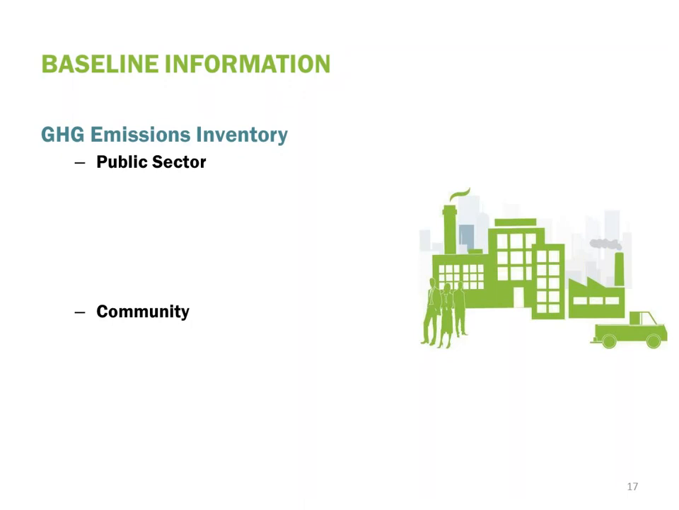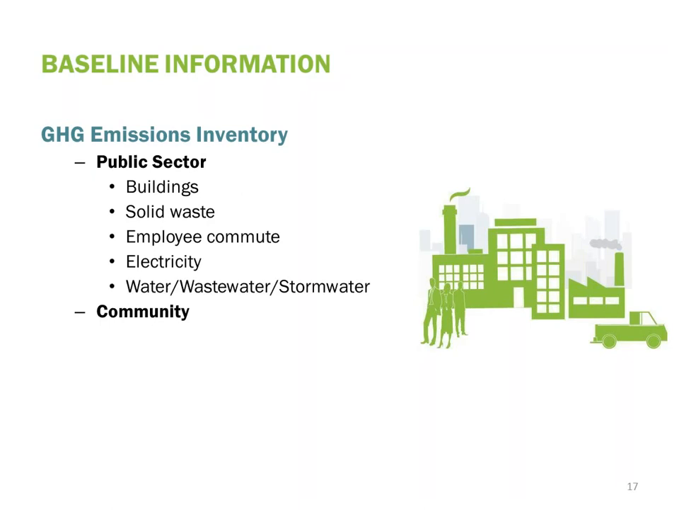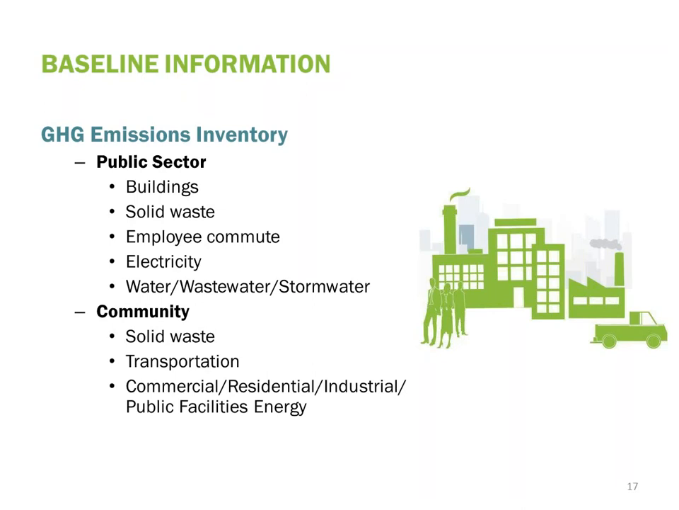Again, it's very similar to parts of the general plan. Within the general plan, it will analyze the existing conditions. Same with the sustainability plan. You need to identify the existing conditions of your community. And in the public sector, well, this will include buildings, solid waste, employee commute to and from work, electricity usage, wastewater, stormwater. And under the community, well, some topics could be solid waste, transportation, commercial, residential, industrial, public facilities, energy, water, wastewater, and stormwater.